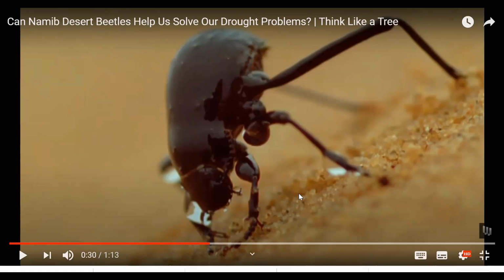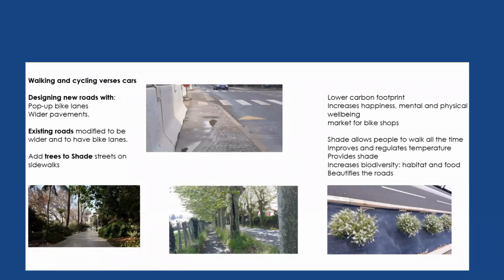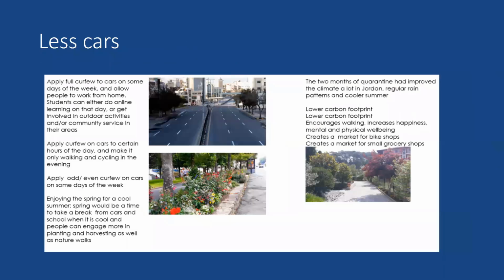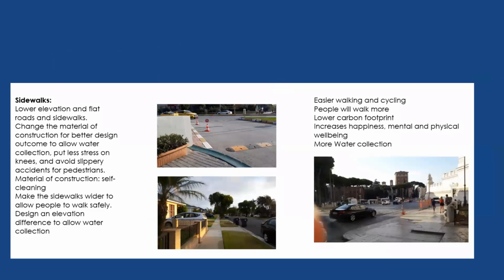And actually some countries, in Morocco, they've been doing that. And it's something really easy but genius at the same time. So walking and cycling versus the use of cars, and also applying curfews. That's another strategy that we could do, strategies on cars.